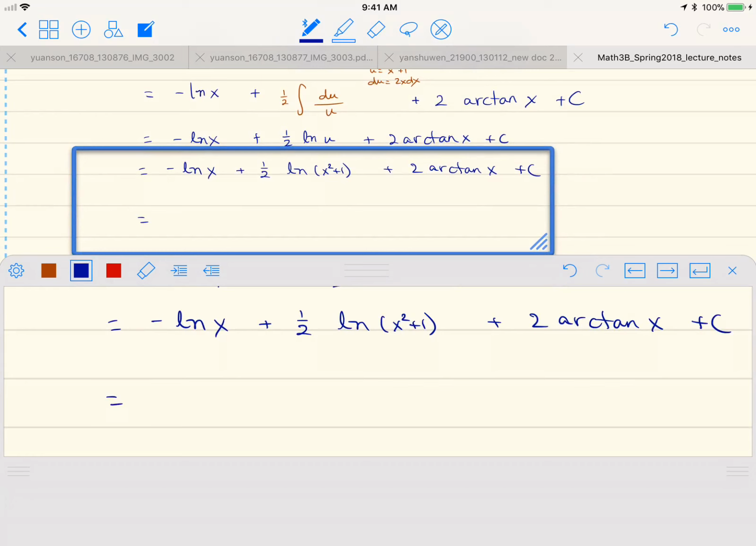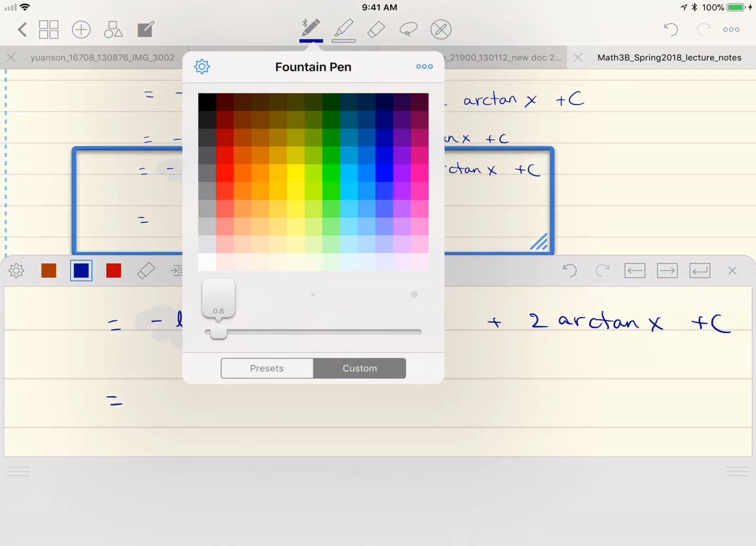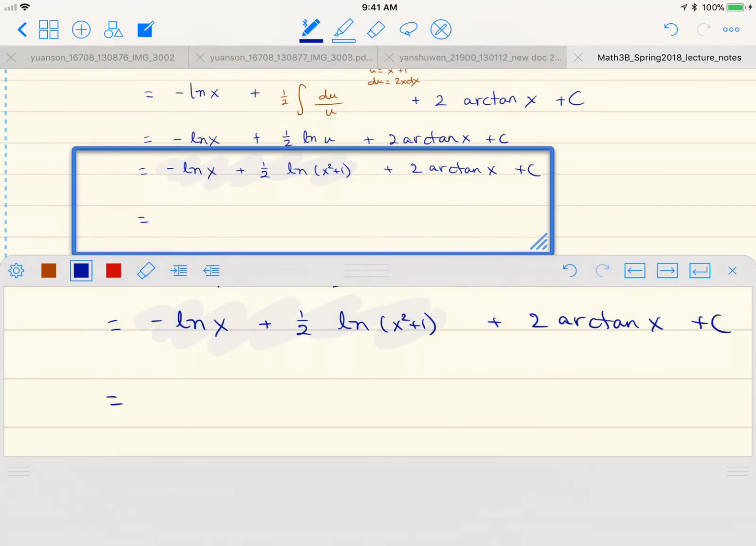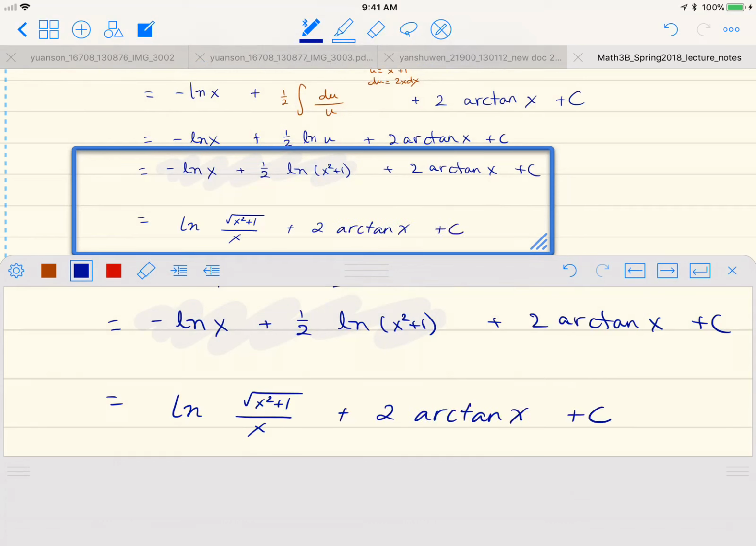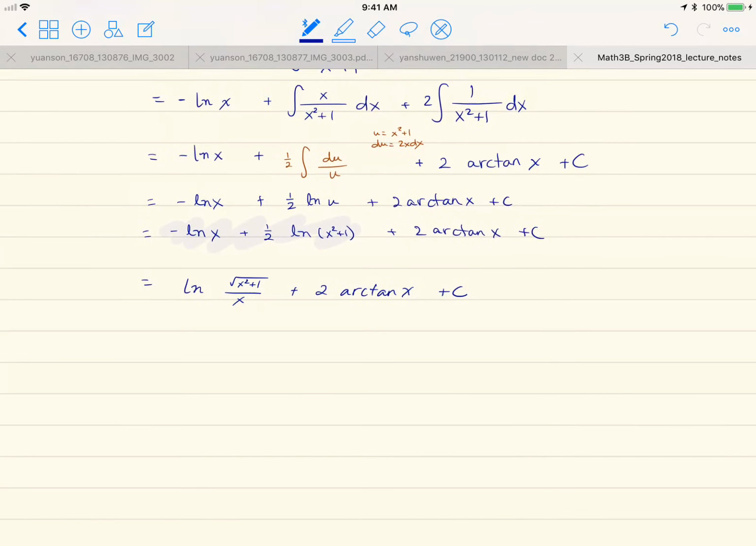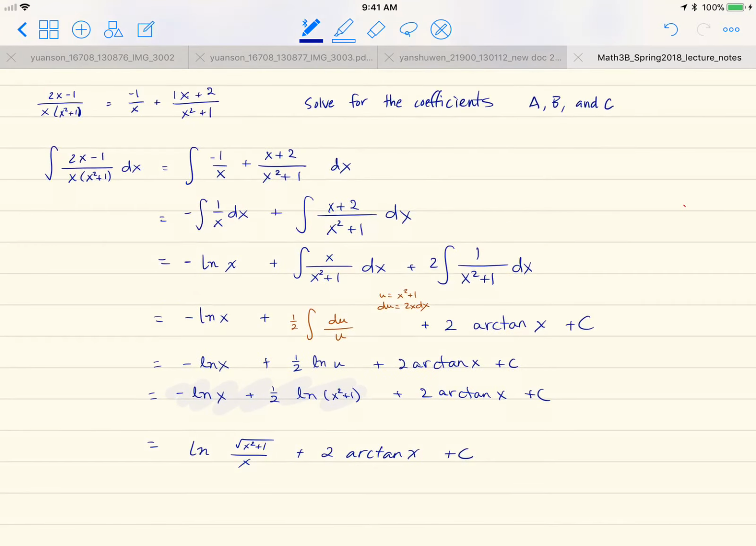And remember, the one last step we can do is to combine these first two summands using our properties of logs, and we will get the natural log of the square root of x squared plus 1 over x, plus 2 arctangent x plus a constant. And that's our final answer.